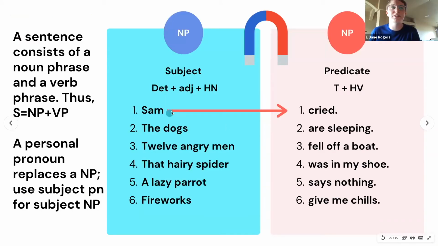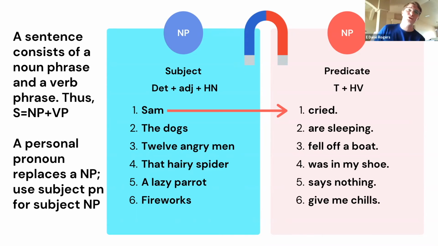All right, so our options here in subject, Sam, the dogs, 12 angry men, these all function as complete noun phrases with the determiner and the head word. And the predicate is going to be functioned with its base verb plus tense. So cried, are sleeping, fell off the boat. One more thing that is both for nouns and verbs is they have person, how many, the number. So just like Spanish, singular, plural, that's all we got.